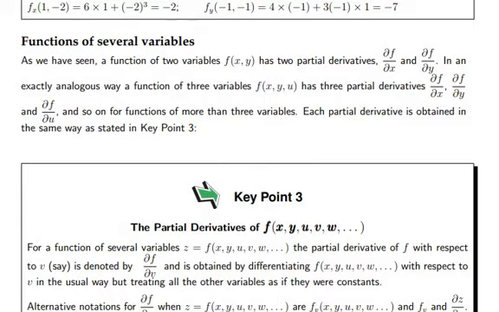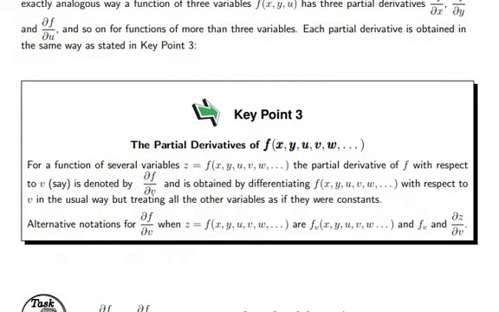The next part is function of several variables. So in the previous section we have discussed function of one variable, function of two variables. So what we have to do for function of several variables. As we have seen, a function of two variables f of x y has two partial derivatives, del f del x, del f del y. In exactly an analogous way, a function of three variables f of x y u has three partial derivatives, that is del f del x, del f del y, del f del u, and so on.